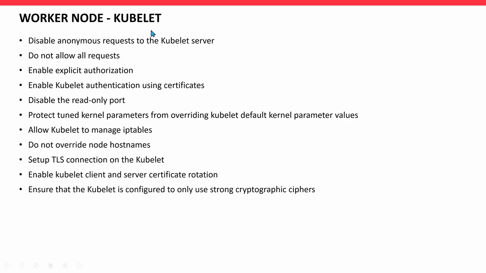Worker node kubelet. Disable anonymous requests to the kubelet server. Do not allow all requests. Enable explicit authorization. Enable kubelet authentication using certificates. Disable the read-only port. Protect tuned kernel parameters from overriding kubelet default kernel parameter values. Allow kubelet to manage iptables. Do not override node host names.